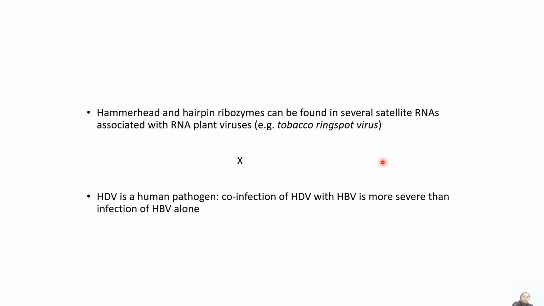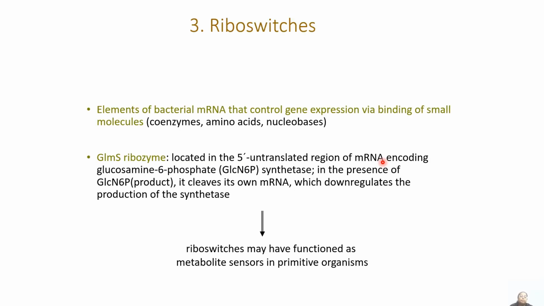Hammerhead ribozyme. Hammerhead and hairpin ribozymes can be found in several satellite RNAs, specific RNA plant viruses, and HDV or hepatitis delta virus, the human pathogen. Co-infection of HDV with HBV is more severe than infection of HBV alone.